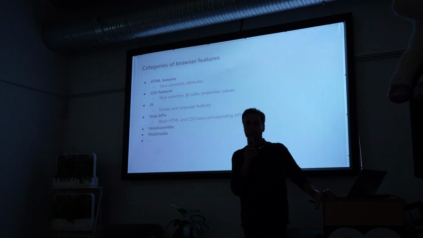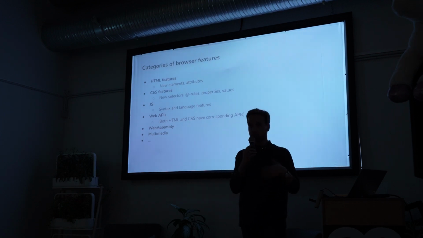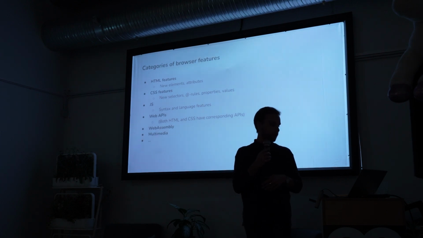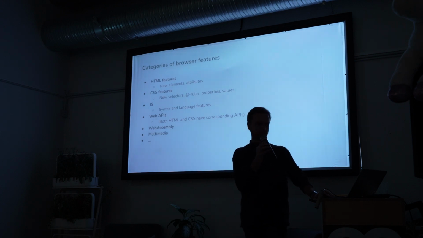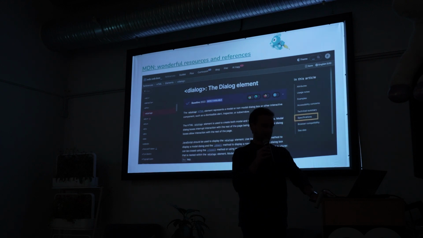And if we were to look at it a bit more abstractly, what are these categories of features? Again, you might have elements and attributes. You might have selectors or attributes in CSS. JavaScript might have syntax and language features or some core APIs, for example, something to do with datetime. And then there are web APIs that relate to all of that and allow you to do interesting things with HTML and CSS and access them from JavaScript and so on. More and more things, we're not going to cover them today. So how do we keep up with these features?